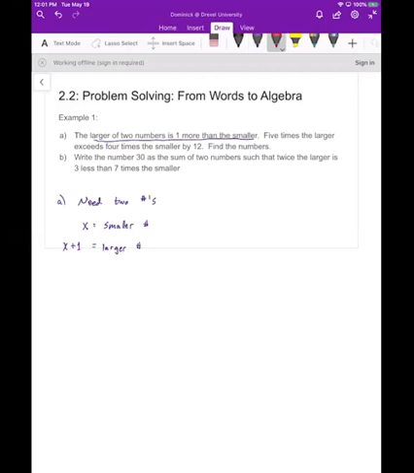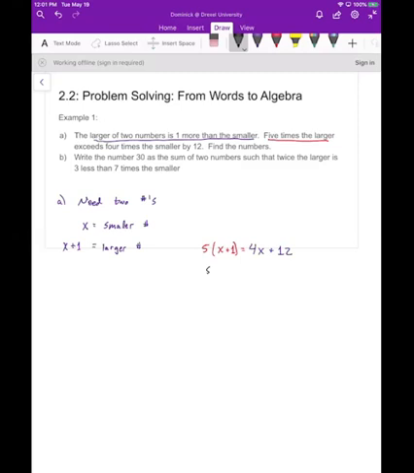Well, we also know that 5 times the larger number. So how do I say that? That's 5 times X plus 1 in this case, exceeds 4 times the smaller number. So 4 times the smaller number is just 4X. And if it's greater than that by 12, I would need to add 12 to get there. And we want to find the numbers. All right, so that's the equation we need to solve.